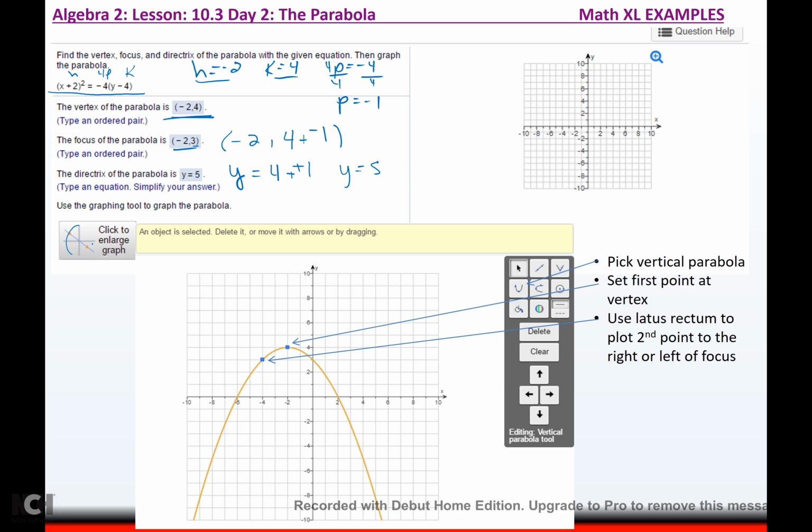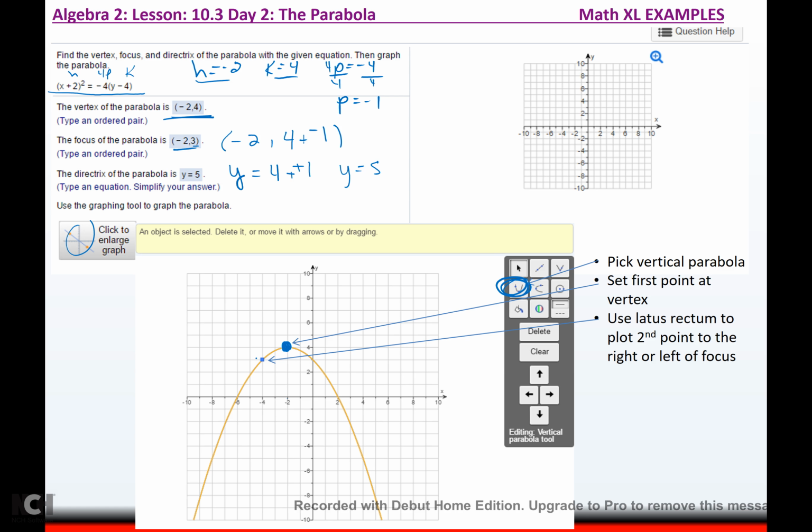Now, to graph it, you're going to click on this. Since x is squared, you're going to choose the upside right or down parabola, not the sideways one. Okay, set the first point at your vertex. So I'm going to go to negative 2, 4, and I clicked there and let it go. And then you're going to use your latus rectum, which they don't actually ask for, but all you need is one other point to put on there, and the computer will symmetrically put it on the other side and graph it for you.